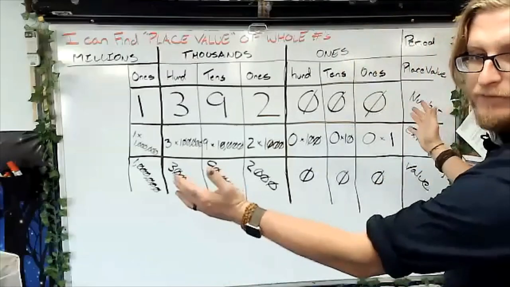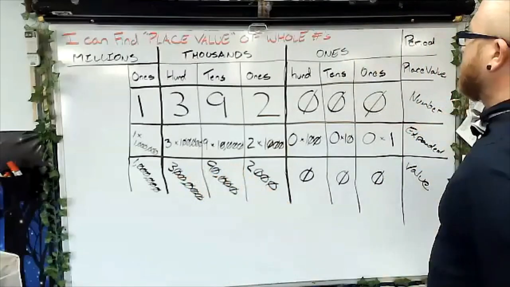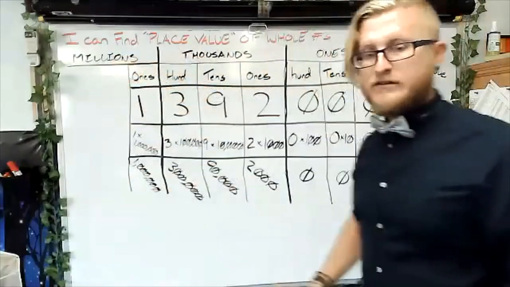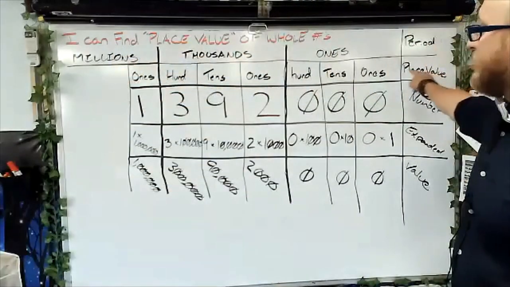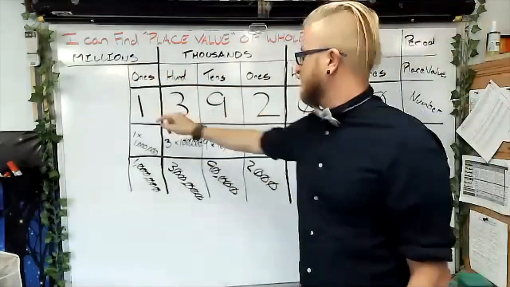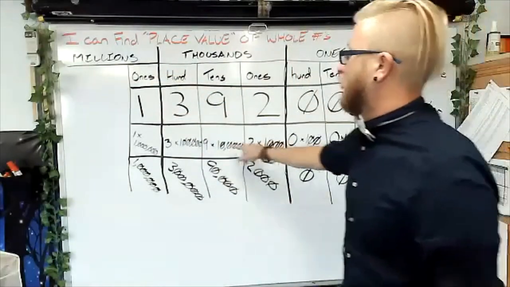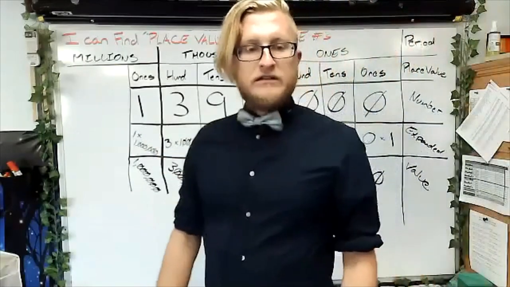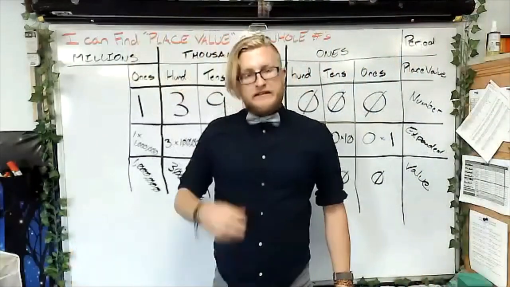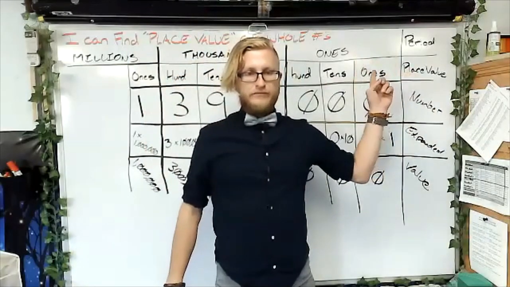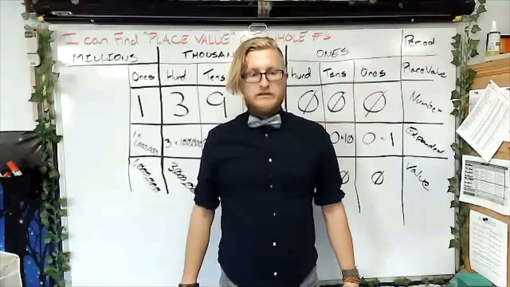So I've created a place value chart here. And up top, I have what's called the periods. Then I have the place value, then the number, the expanded form, and then the actual value. So if you guys have ever counted, you've already come across periods before. You just didn't necessarily know what they were called.